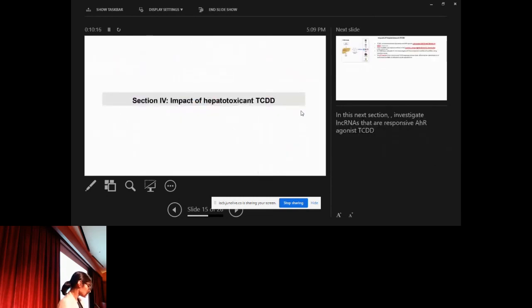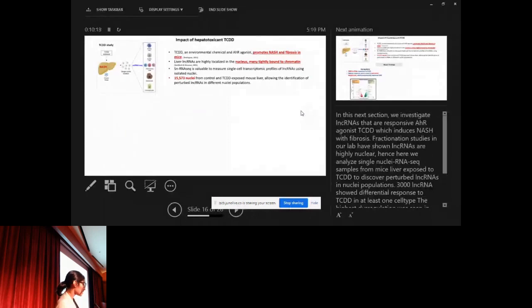Now, looking at the third model, which is TCDD, it's a little different model. Here we are looking at TCDD, which is an environmental chemical, but it's also an AHR agonist, and it promotes NASH and fibrosis in mice. That's what we know. We are looking at lncRNAs with respect to TCDD, and this particular study is single nuclei RNA-seq as opposed to single cell. The reason being that in our past studies, we have seen that lncRNAs are highly nuclear in their expression, and hence we expected more detection of lncRNAs in a single nuclei setup as compared to single cell. And that's what actually happened.